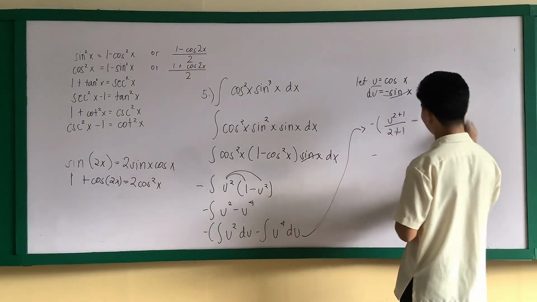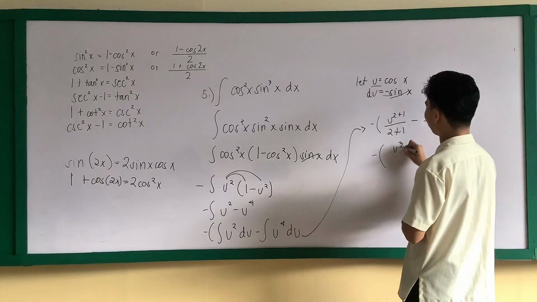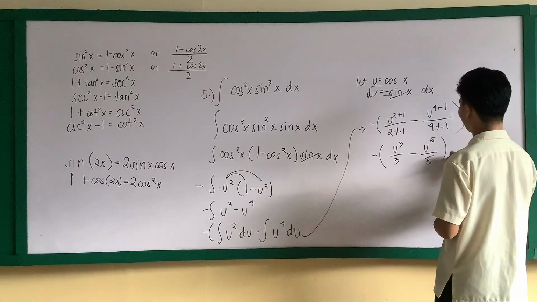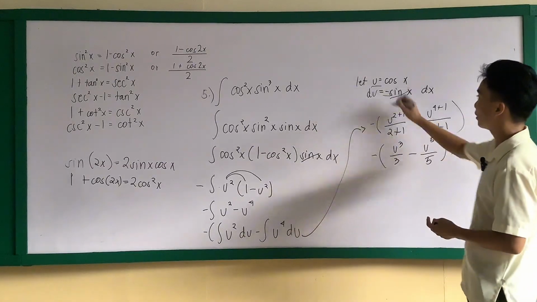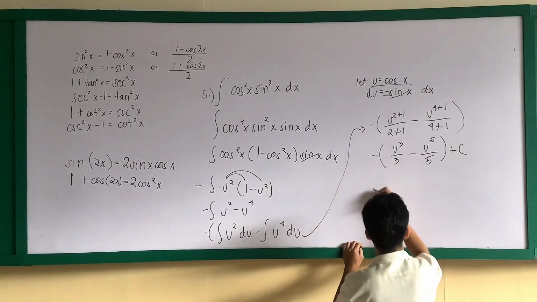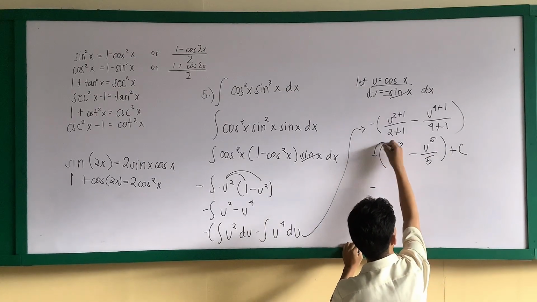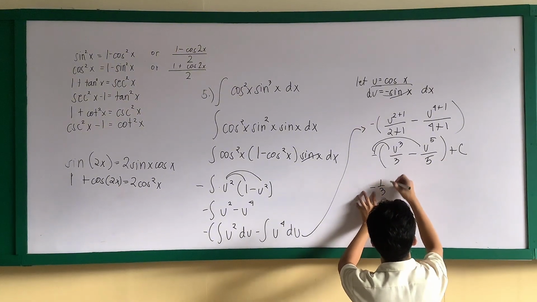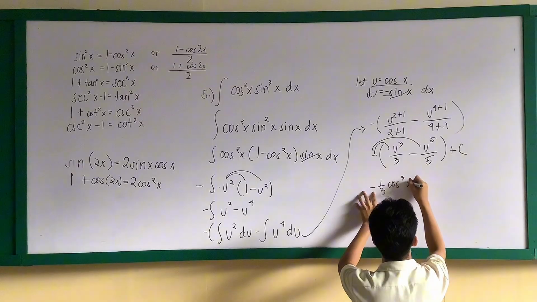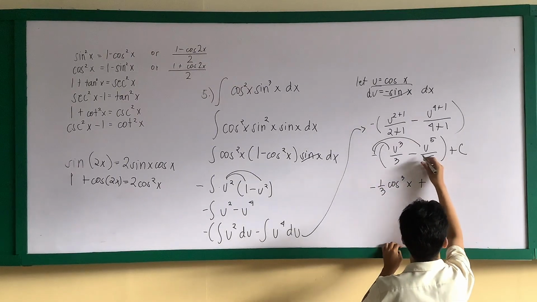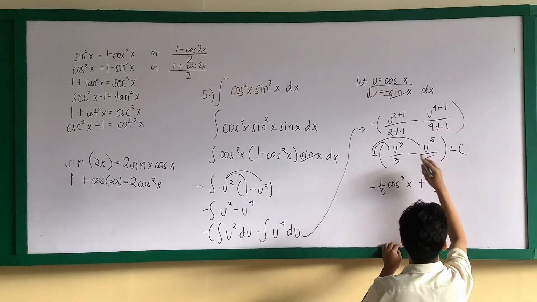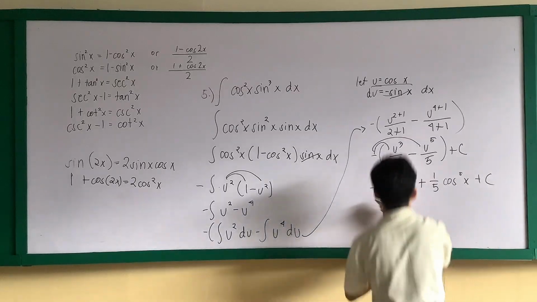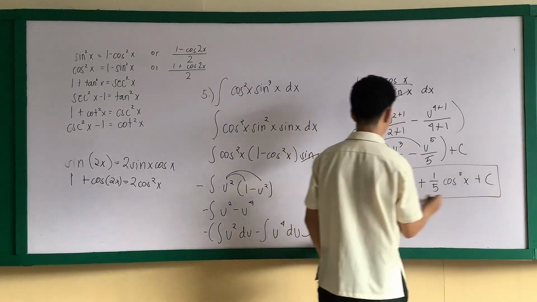So, now, pwede natin isolve. So, magiging u raised to the power of 3 over 3 minus u raised to the power of 5 over 5 plus c. So, pwede natin i-substitute yung value ng u, which is cosine x. And also, distribute natin yung negative na rin na sign. So, magiging negative 1 over 3 cosine cube x, plus kasi negative times negative, 1 over 5 cosine raised to the power 5 x plus c. So, here is our final answer.